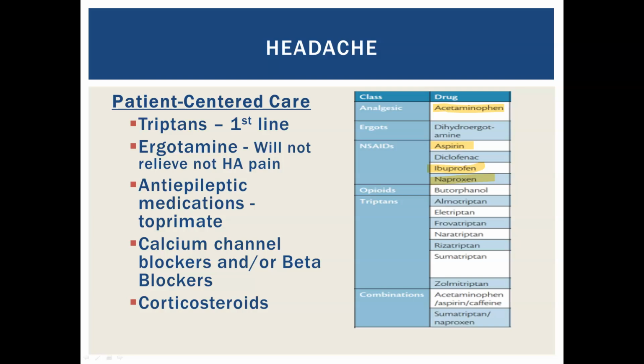Not really big on opioids, but we can see our triptans, and again, there you're just looking for the end of it. And then you have your combination medications, which is basically your aspirin with Tylenol and caffeine, or you can even combine your triptans with one of your NSAIDs.